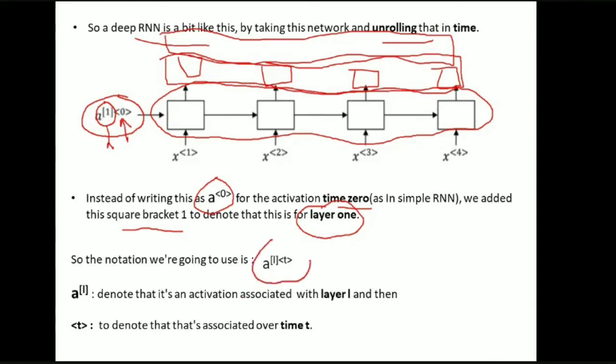A power L in the square brackets, T in the angular brackets. L denotes that the activation is associated with layer L. And what does T denote? It denotes that it is associated with time T. That is, activation at layer 1 associated with time. Okay, so this is the meaning of this.